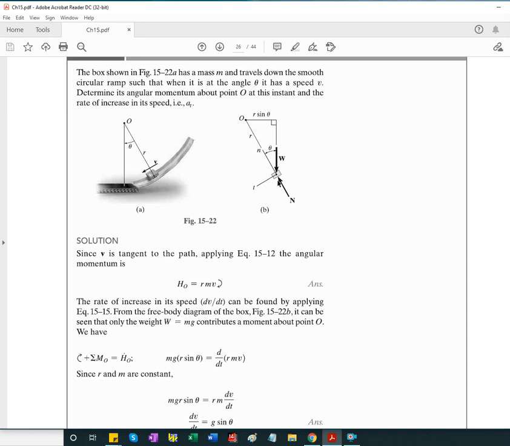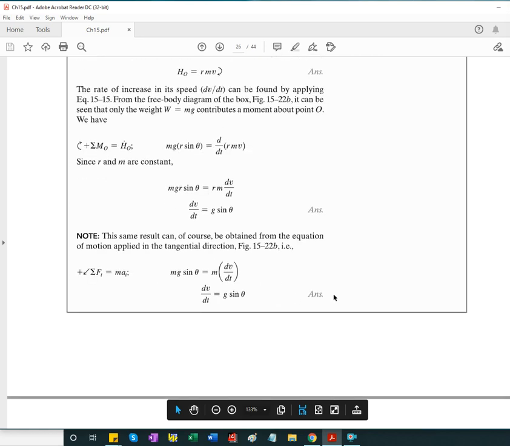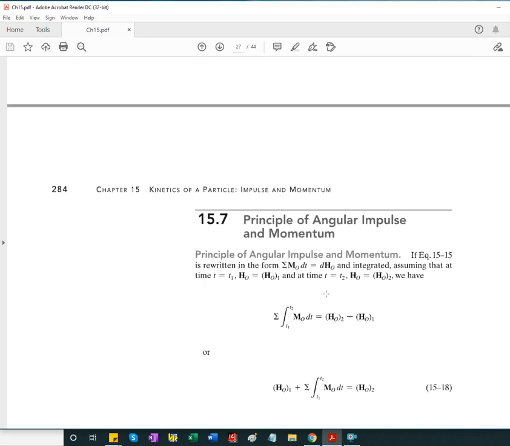Okay, so the forces acting will be the weight and the normal force. The normal force does not create a moment, so it will be just the weight that's creating a moment. And we're given what the speed is at a given theta, and what else we need? So we need to find the angular momentum about point O at this instant, as well as the rate of increase of its speed, and that will be the time derivative of the velocity. Okay. Definitely, we can solve this kind of problem with other tools.